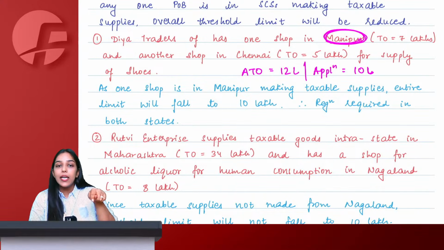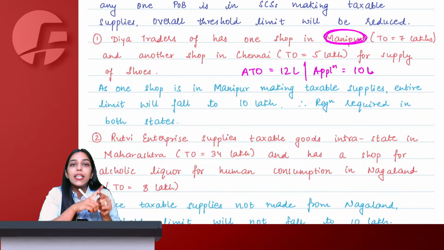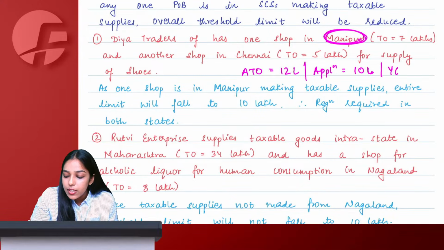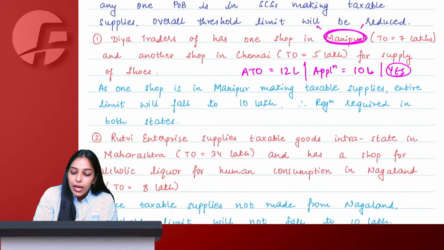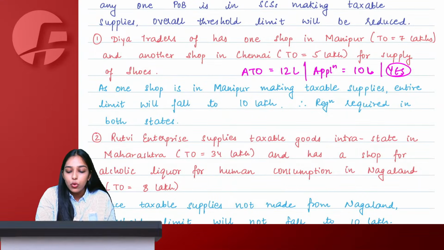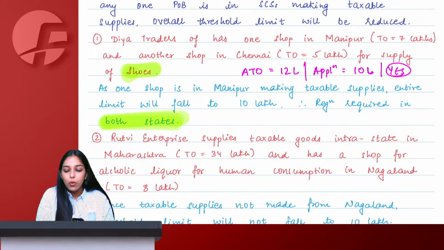Now, my aggregate turnover 12 is more than applicable 10. Therefore, yes, registration required. Now, in which state required? Ma'am, Manipur as well as Tamil Nadu. Both the states you are making taxable supply of shoes only. Now, because in both the states you are making taxable supply, therefore registration will be required in both the states.